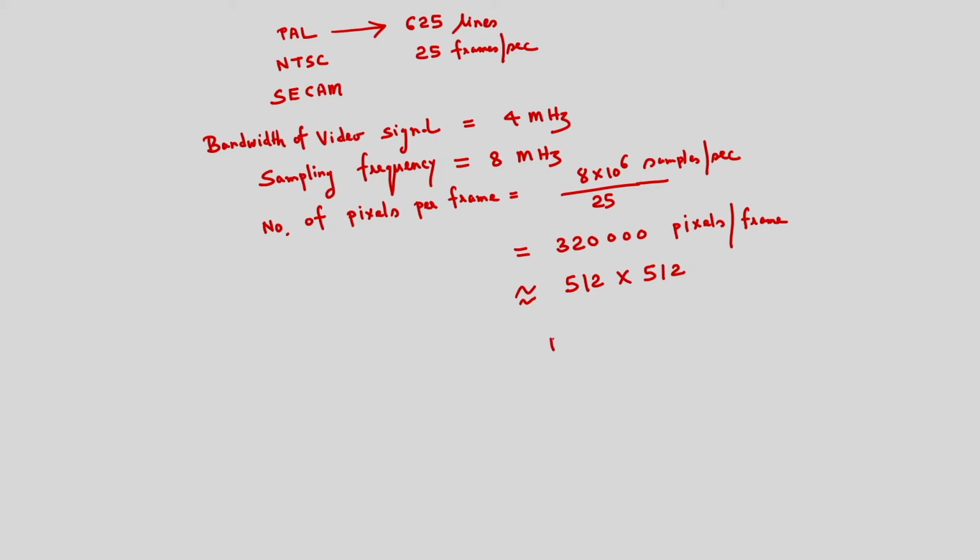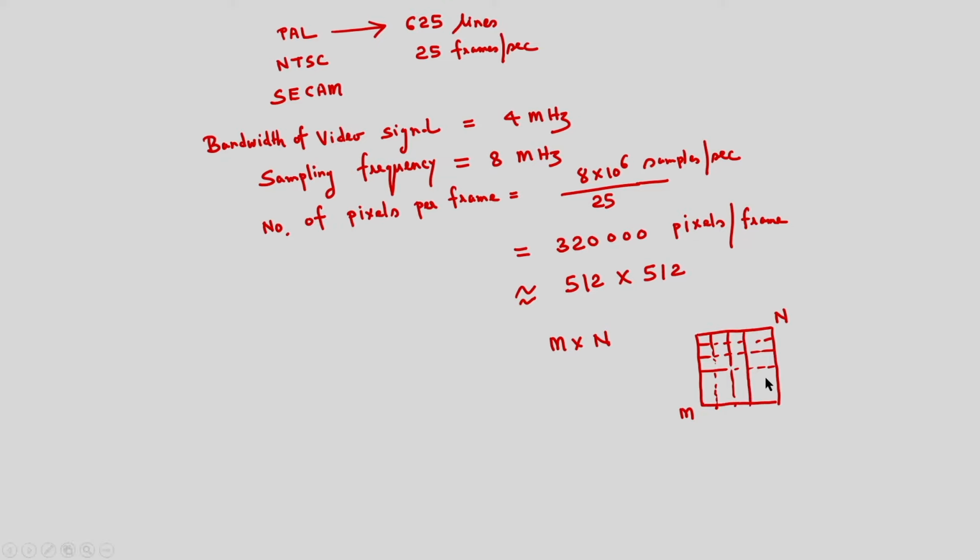The image is represented by m cross n. This is the size of the image. This is the image because it is a 2D array of numbers. So I have m number of rows and n number of columns. So my rows are like this, these are my rows, and I have the columns like this.